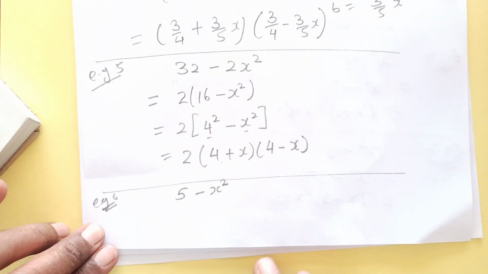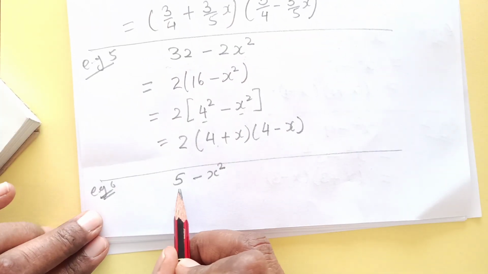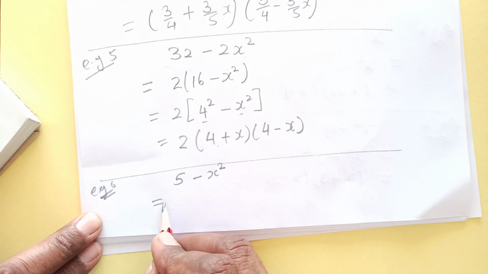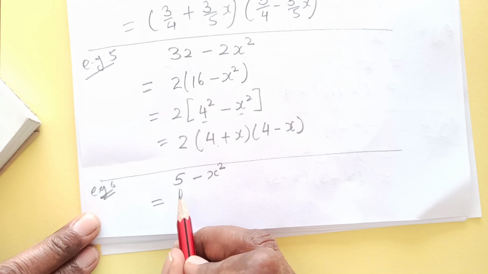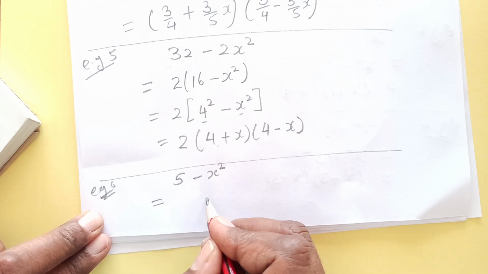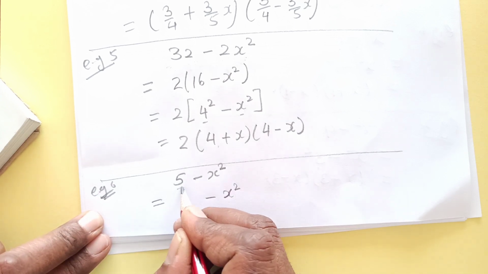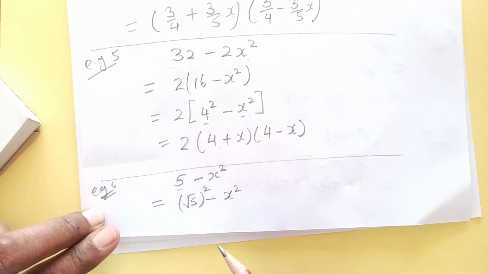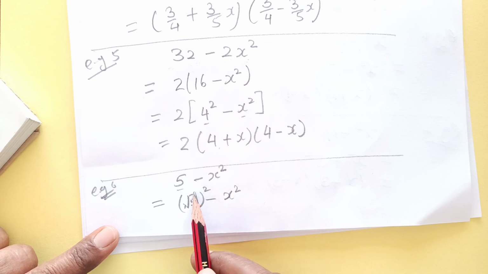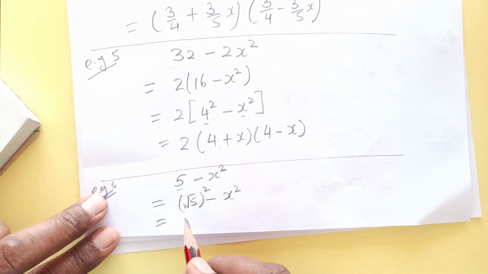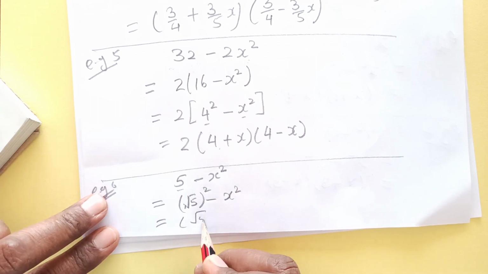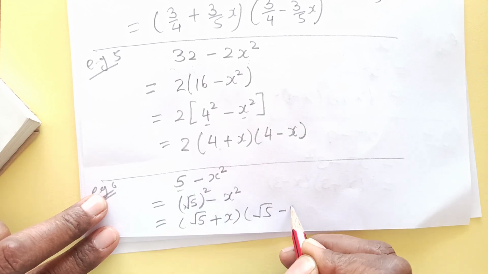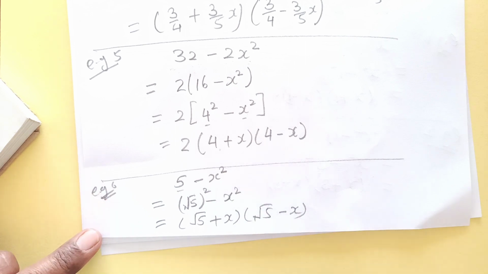Let's take another example like this. So we have 5 minus x squared. So if you see 5, initially it doesn't seem like you can write it directly, but x squared is fine. This 5 can be written as square root of 5, squared. Now you see the square root and square will cancel, so you will have 5. So this is square root of 5 plus x times square root of 5 minus x. This is going to be the final answer.